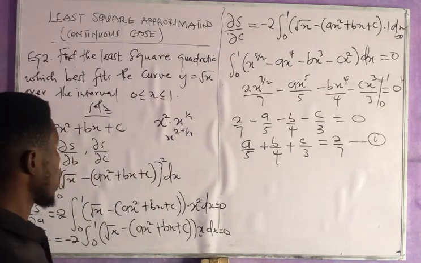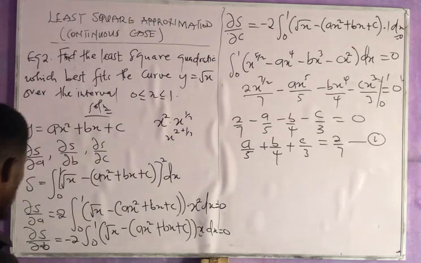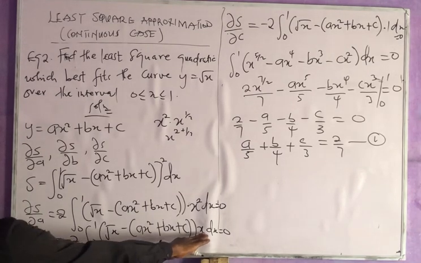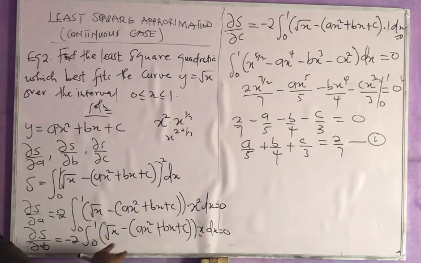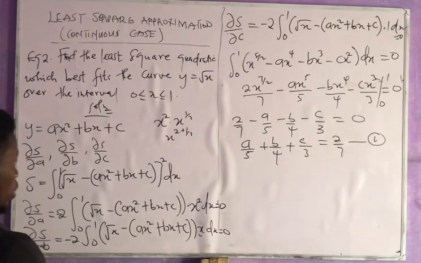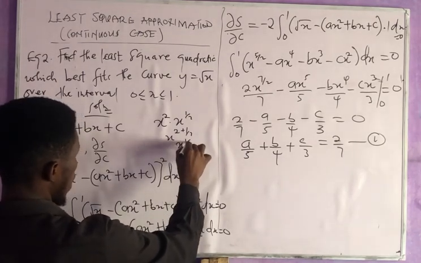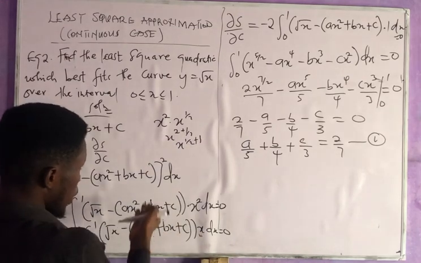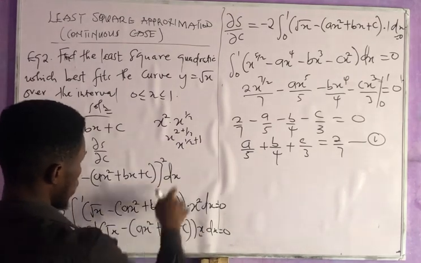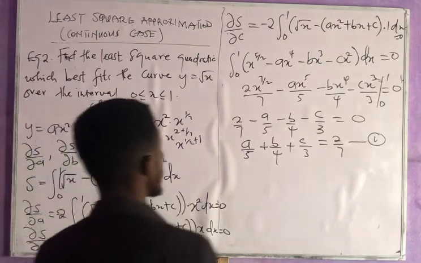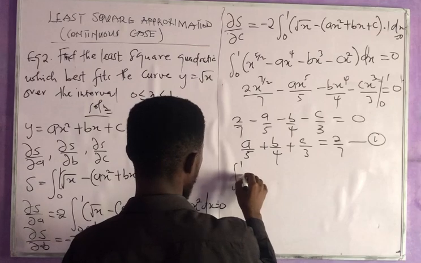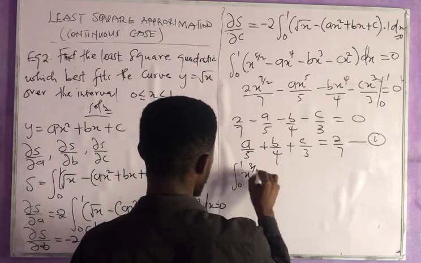Now let's also look at the next one, the partial derivative with respect to b. That one too has x multiplying through. But this x here is root x, that's x to the power half. So x to the power half plus 1, because if I multiply it, that will be the same base, so I just add their powers. This is power 1. This will give us 3 over 2. So I have the integral starting from 0 to 1 of x to the power 3 over 2.